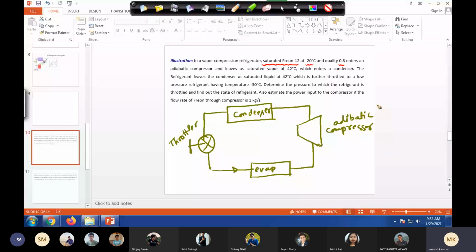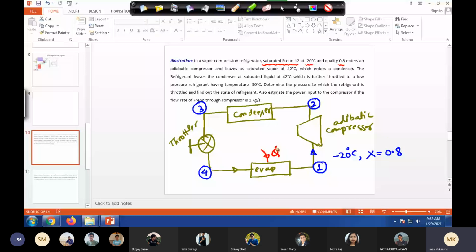So let's note down first. What is getting entered here? Say it is state 1. This will be our 2, 3, 4. At 1 we have Freon at minus 20 degrees Celsius and quality 0.8. So of course it's a mixture of saturated liquid and vapor, and that is obvious also because here, from the food item, we are extracting the heat.